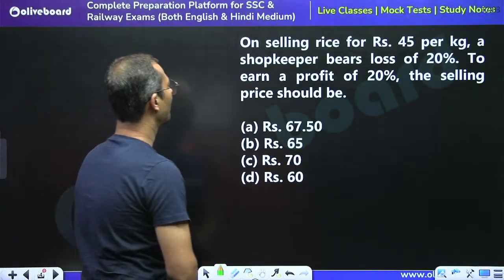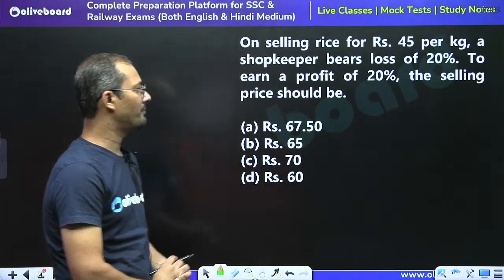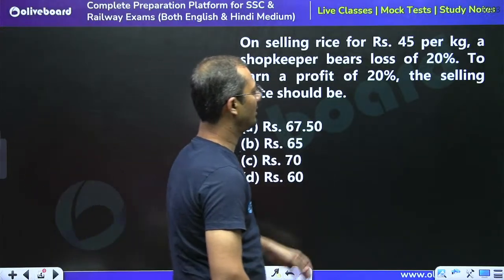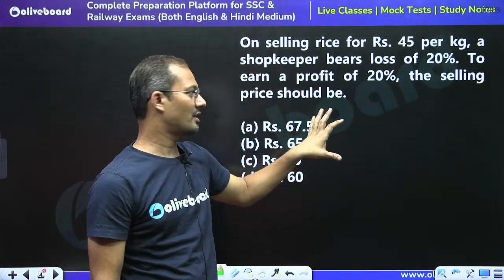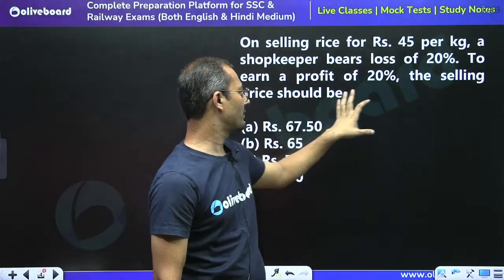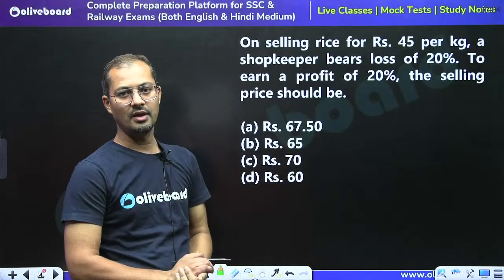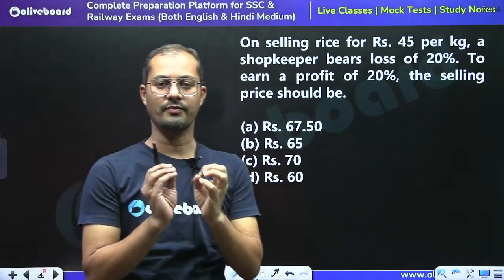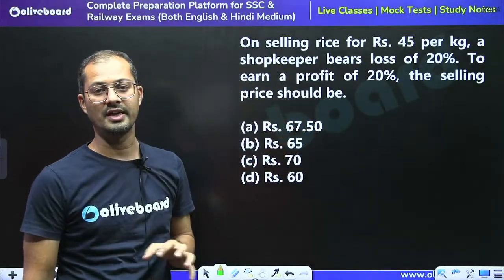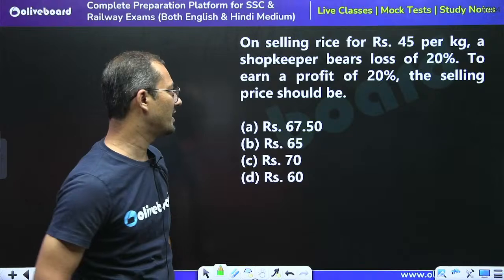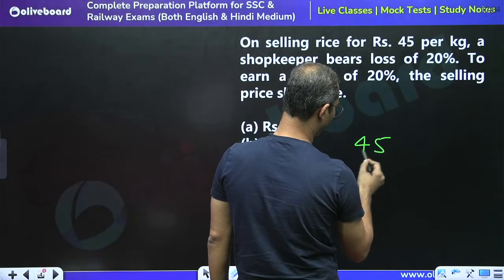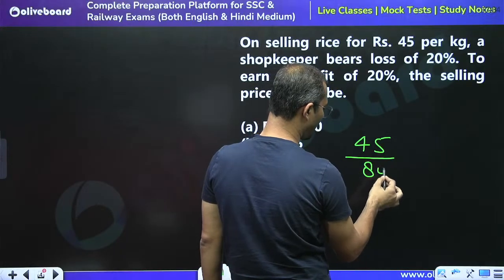The question says: on selling rice for rupees 45 per kg, a shopkeeper bears a loss of 20%. It means the shopkeeper is getting a 20% loss selling rice at 45 per kg. To earn a profit of 20%, what should the selling price be? If a shopkeeper sells an article at 20% loss, he is selling at 80%. So 80% is equal to 45. What is the value of 1%? 45 divided by 80.